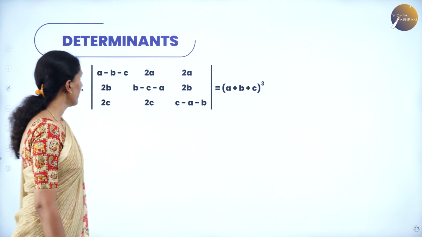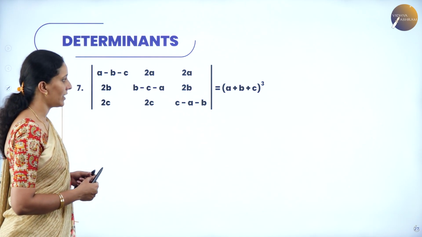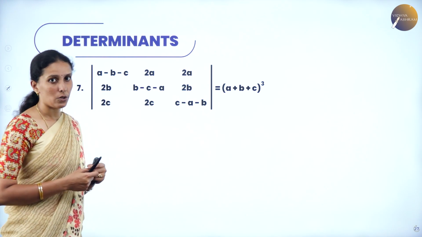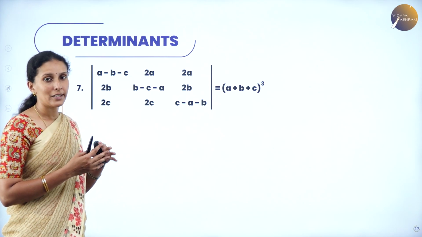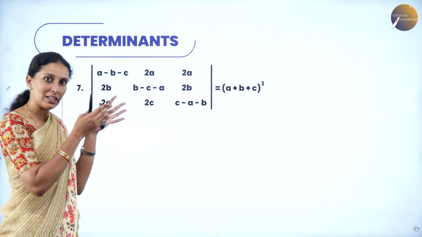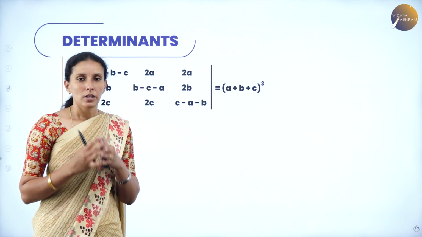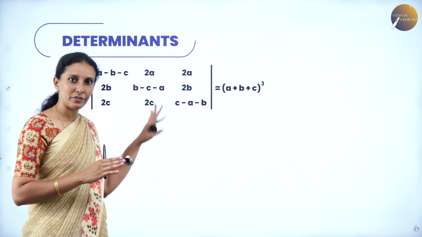Next problem. We have a minus b minus c, 2a, 2a; 2b, b minus c minus a, 2b; 2c, 2c, c minus a minus b. That must be equal to a plus b plus c whole cube. So whatever properties and operations we have applied to the previous one, the same thing we can apply here. Let me add all the columns here. So the properties and operations which we have used for the previous problem can be applied here as well.